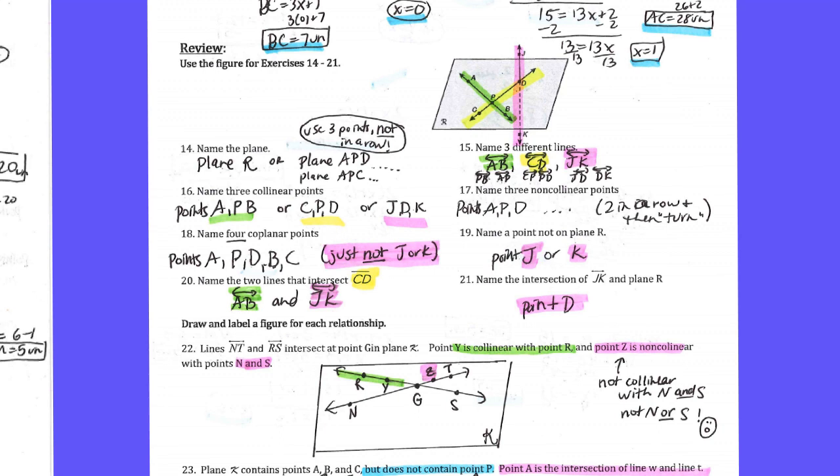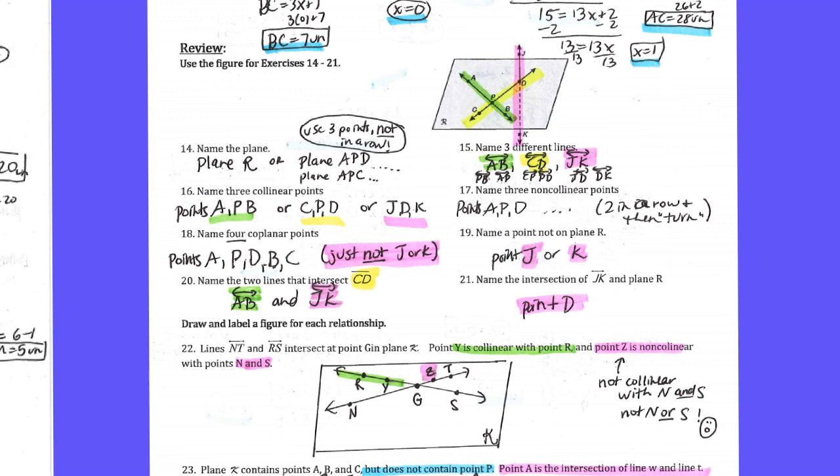4 coplanar, okay? Give me 4 points that are on the plane. It just shouldn't be J or K because those are not on the plane. Notice they're held up by a stick, okay? And then name a point that's not on plane R. Well, point J and point K are on a tower above or below the plane. Okay, and so J and K are on that tower. They can't touch it. Okay, so they're above it.